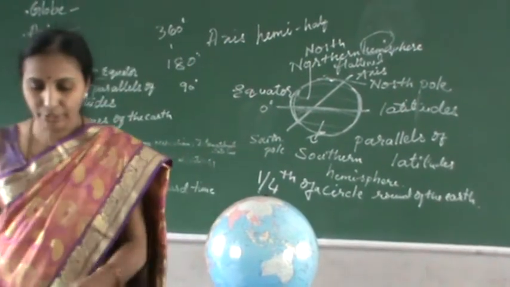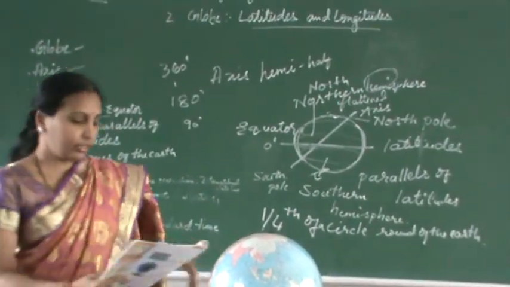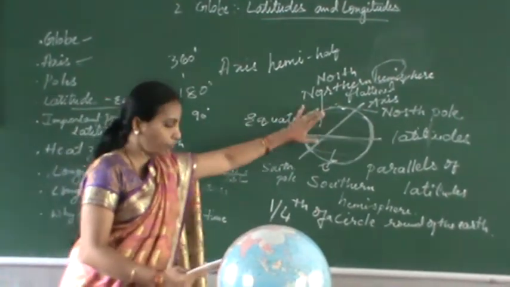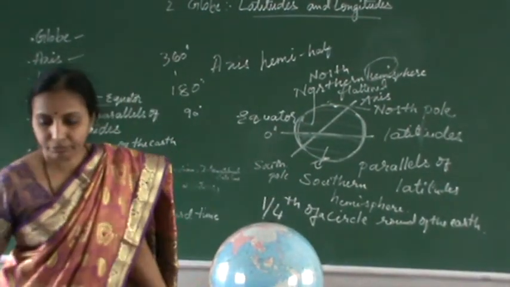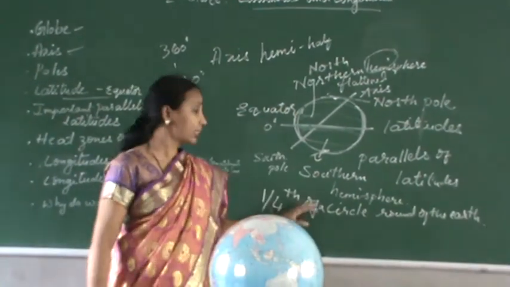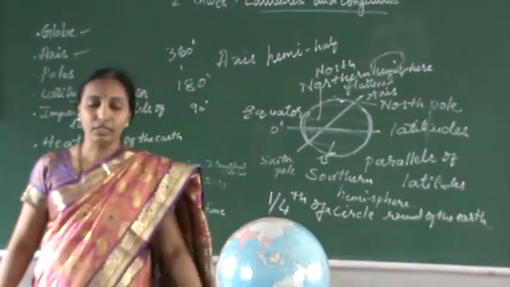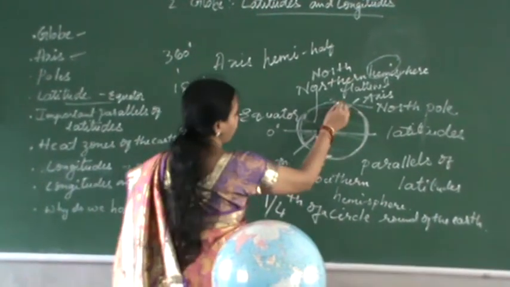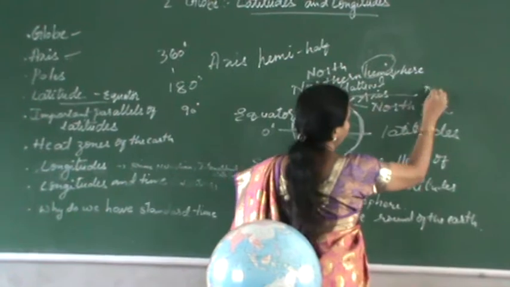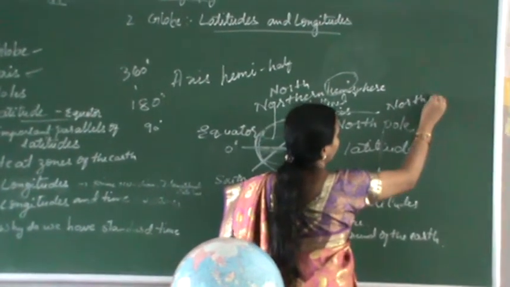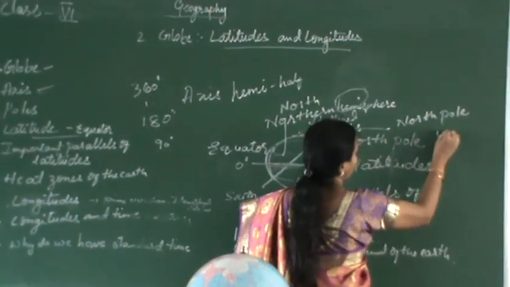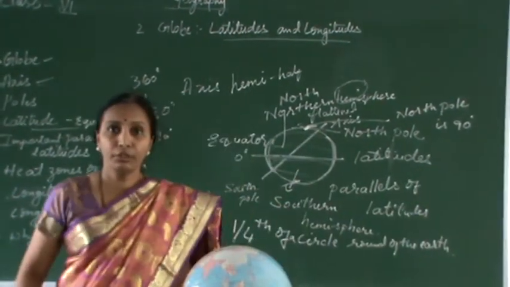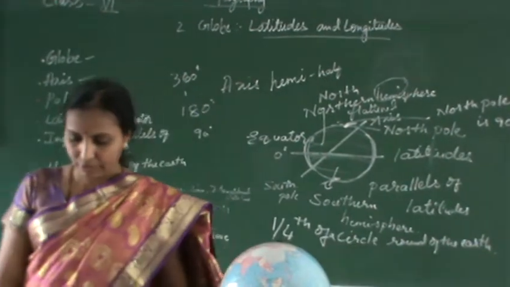So the distance from the equator to either of the poles holds 1/4 of a circle round the Earth. So it is called 90 degrees. The North Pole is 90 degrees.